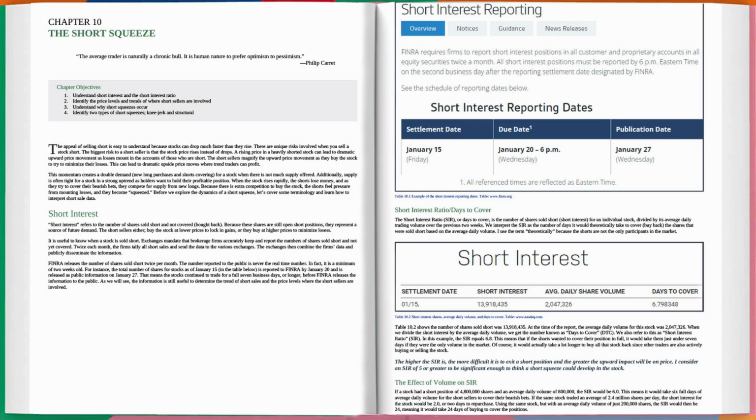The appeal of selling short is easy to understand because stocks can drop much faster than they rise. There are unique risks involved when you sell a stock short. The biggest risk to a short seller is that the stock price rises instead of drops. Rising price in a heavily shorted stock can lead to dramatic upward price movement, as losses mount in the accounts of those who are short. The short sellers magnify the upward price movement as they buy the stock to try to minimize their losses.